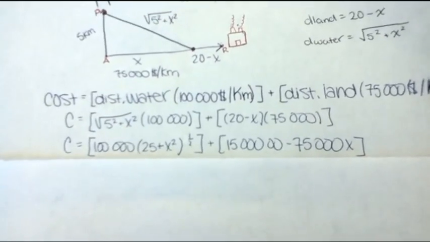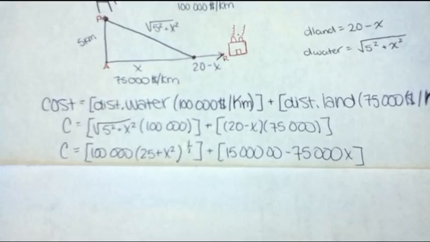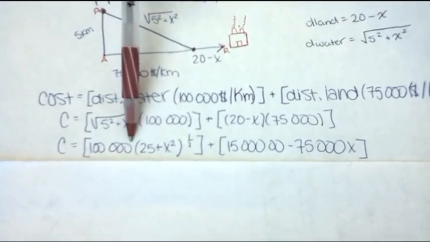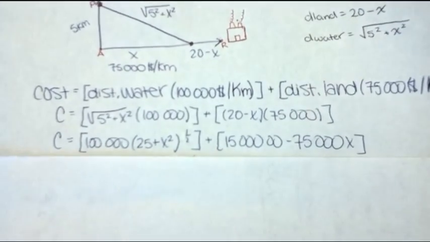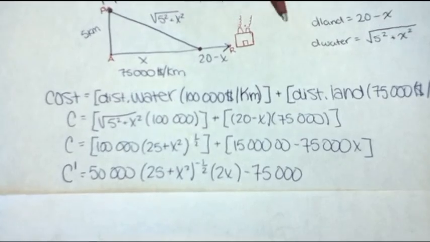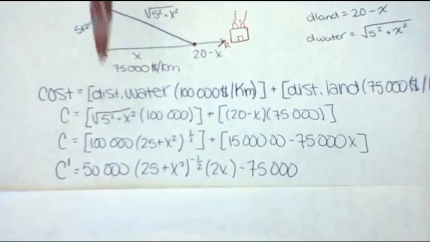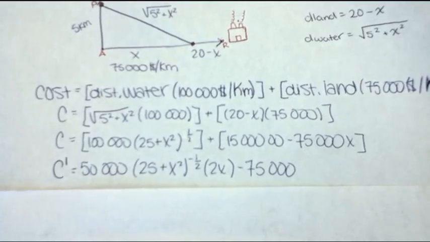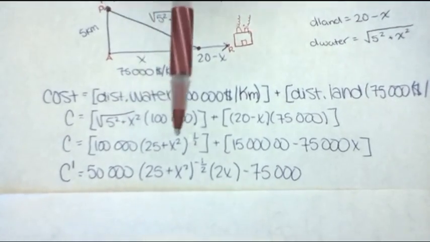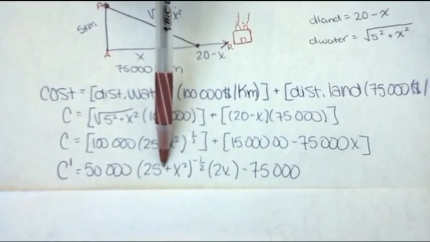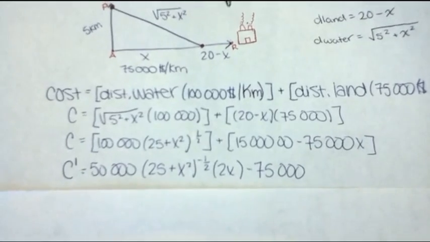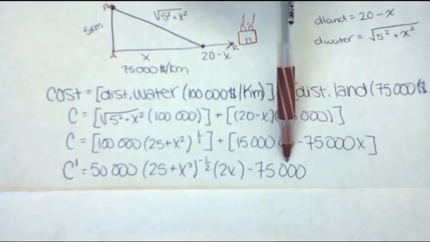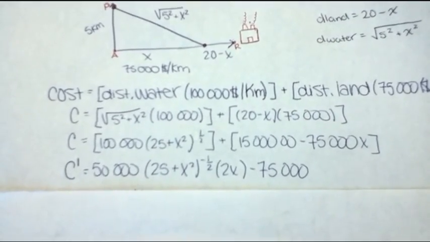Now you have to differentiate your cost formula by using the power rule in your first bracket and the constant rule in your second bracket. You do this by bringing the 1/2 down and multiplying it with your coefficient and subtracting 1 from your exponent, and then differentiating inside the brackets. And the constant rule allows this to stay 75,000.